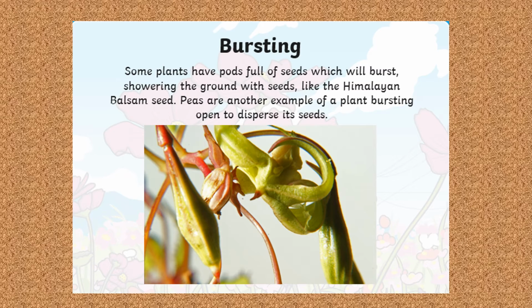Bursting, okay, a bit like a balloon bursts. Some plants have pods like peas. They're full of seeds which will burst, showering to the ground with the seeds, like Himalayan balsam seed. Peas are another example of a plant that bursts open to disperse the seeds. Beans are another one, and a flower called sweet peas. They are similar. They have pods and they burst open.